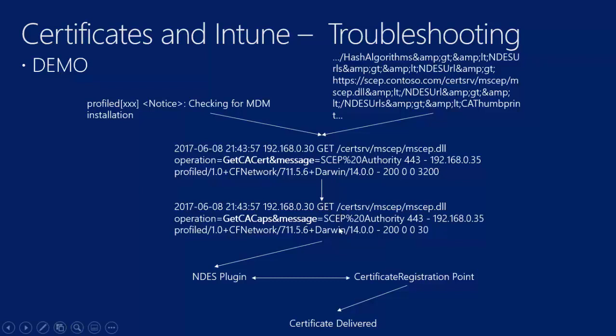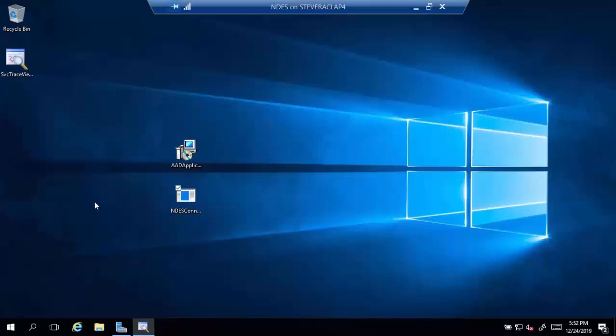And then from there, we hand over control to the NDES plugin. There's a lot of logging here. I didn't actually write in the logging; I'll show you where you can find it. The NDES plugin talks back and forth with the certificate registration point. And then finally, if all goes well, the certificate is delivered. So let me show you how this works. I'll also explain, hopefully if I don't forget, what happened on my system initially to cause my problem.